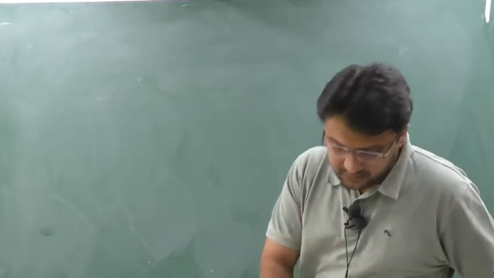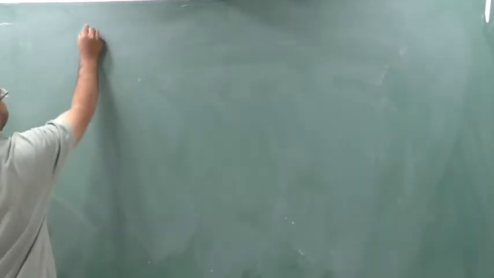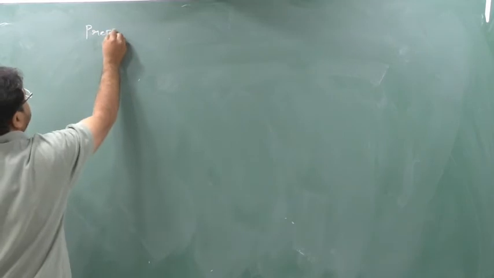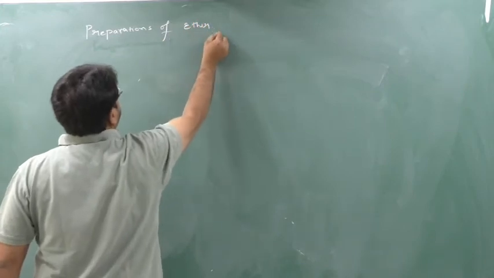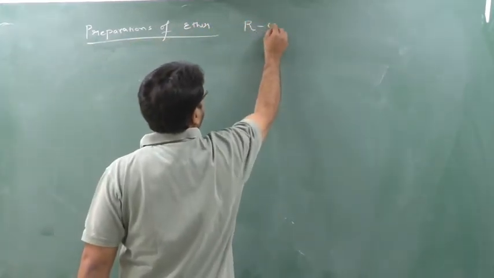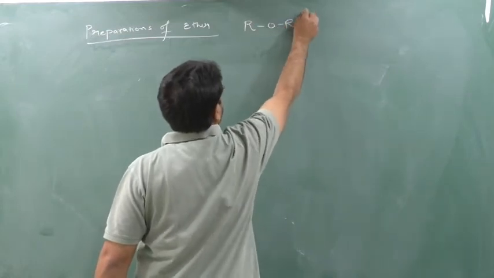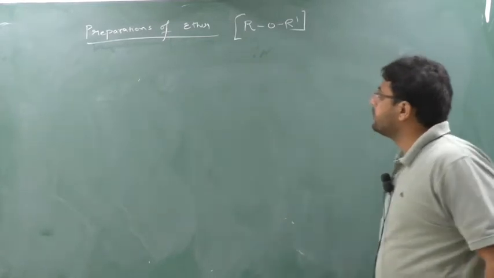So make a heading, preparation of ether. Clear? The ether formula is ROR', or it can be ROR also. So this is nothing but your formula for ether.